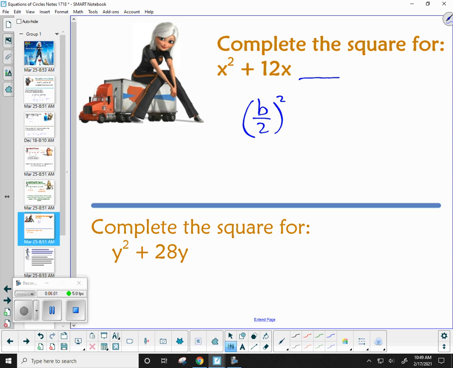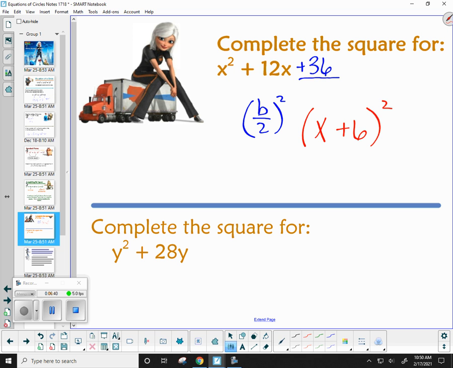Okay, so if I take 12 divided by 2, I get 6. And 6 squared gives me 36. So that's my trinomial, right? If I'm completing the square. Because that would allow me to write it as a binomial square. So my variable is x, right? So what times itself gives me 36 and adds up to be 12? 6.